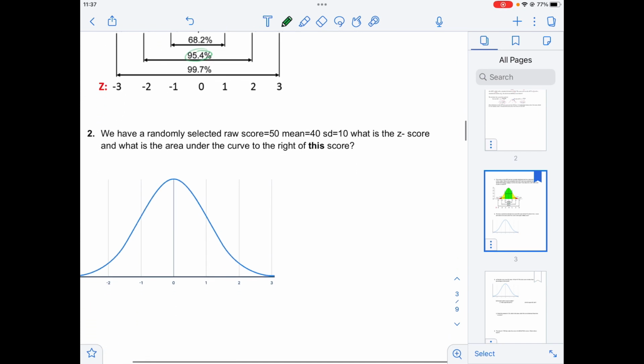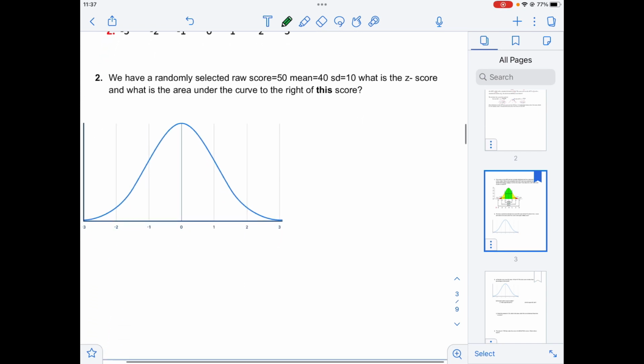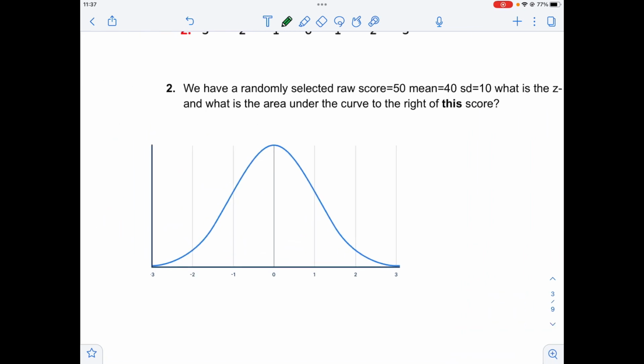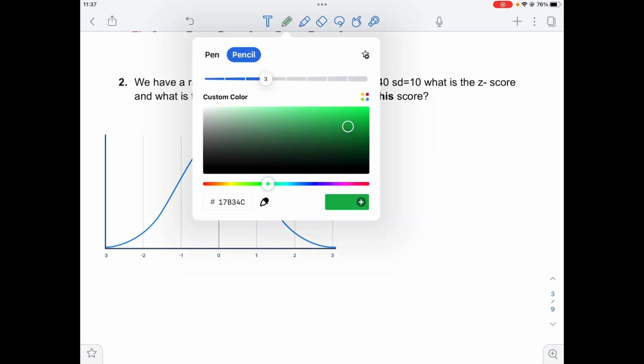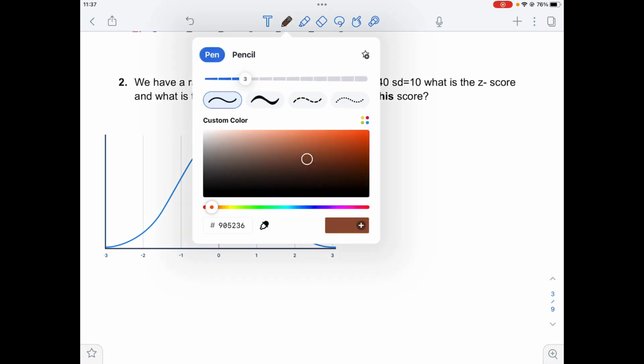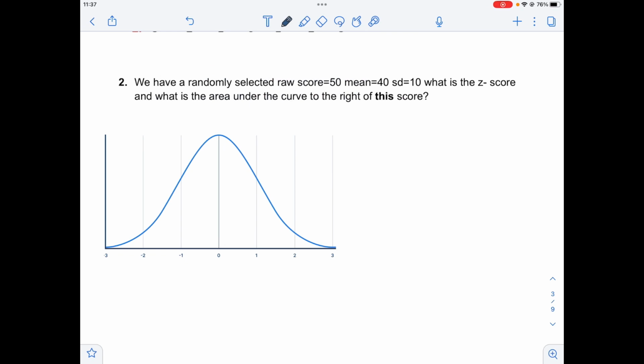Now, if we have a randomly selected raw score of 50, our mean is 40, and our standard deviation is 10, we're looking for the Z score, and what is the area under the curve to the right of this score. So let's think about what it's asking. First we have to find the Z score, and we're given the raw score of 50. We take away the mean and divide by the standard deviation. 50 minus 40 is 10, and 10 divided by 10 is 1.